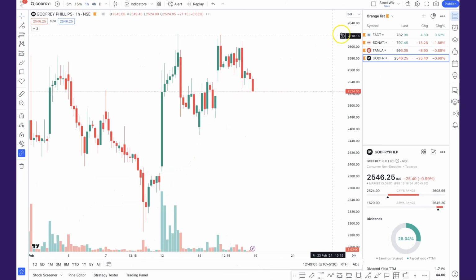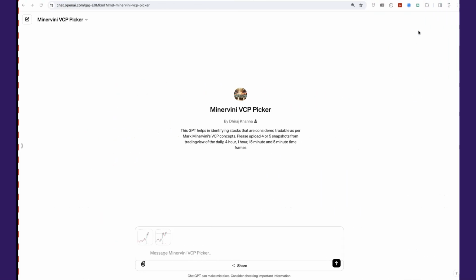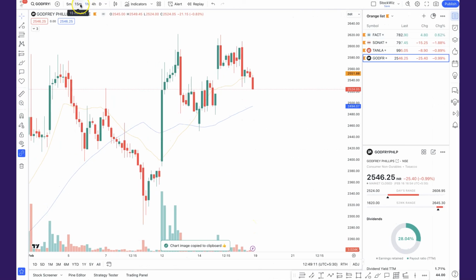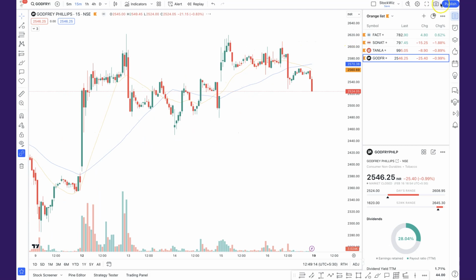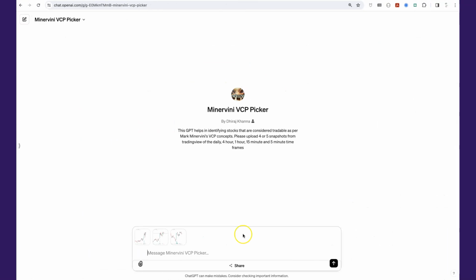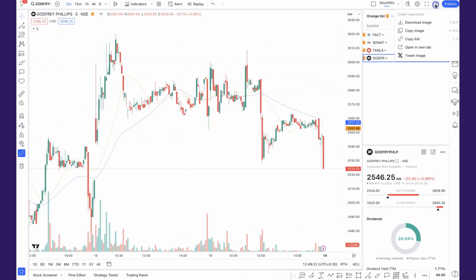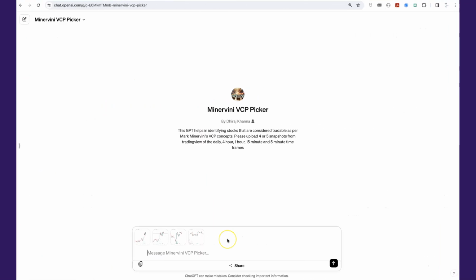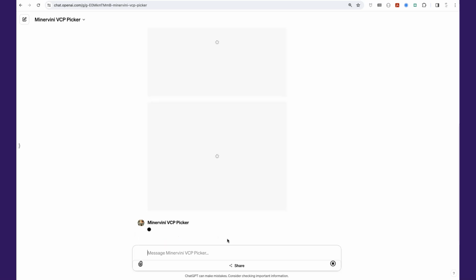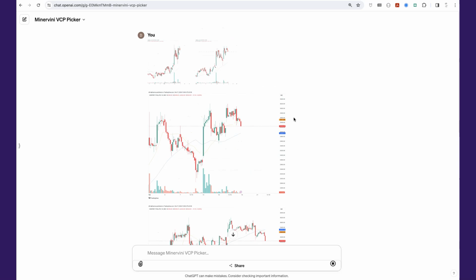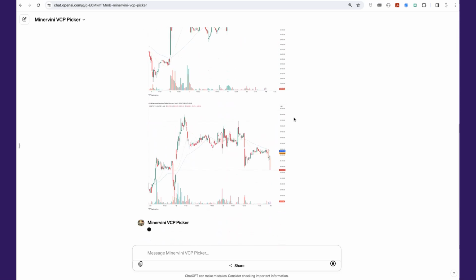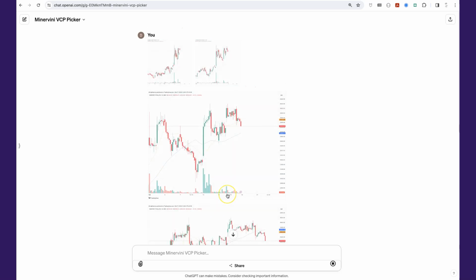Moving on to the 1-hour time frame, copy the image, paste it here. The M15, copy, paste, and the M5. So now let's see if it is able to recommend a trade for us. And here we go. We upload these 5 different time frames, and let's see what the GPT does. Sometimes it takes a little bit of time, but it should start any time now.